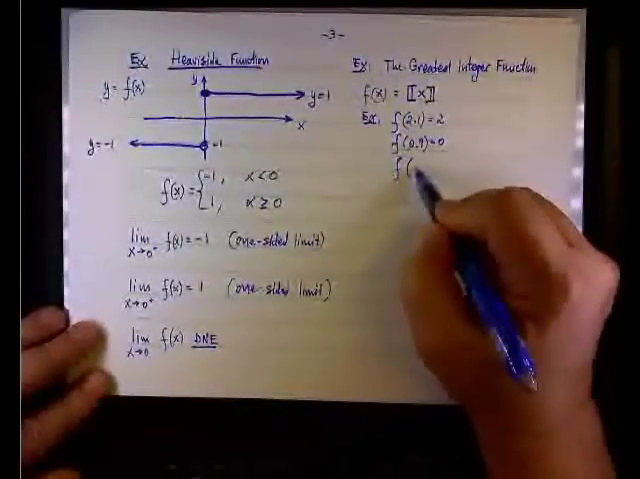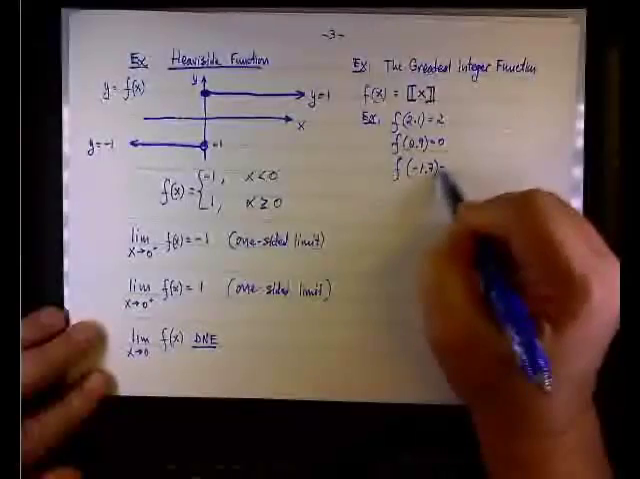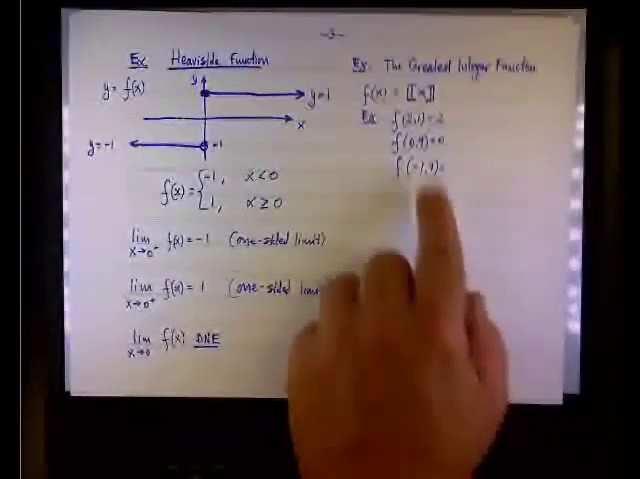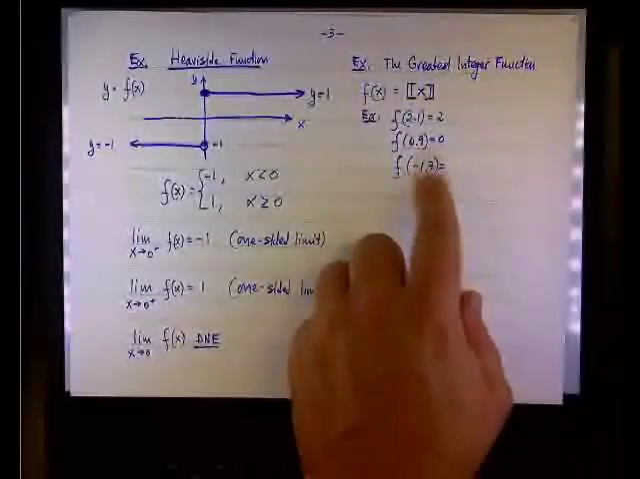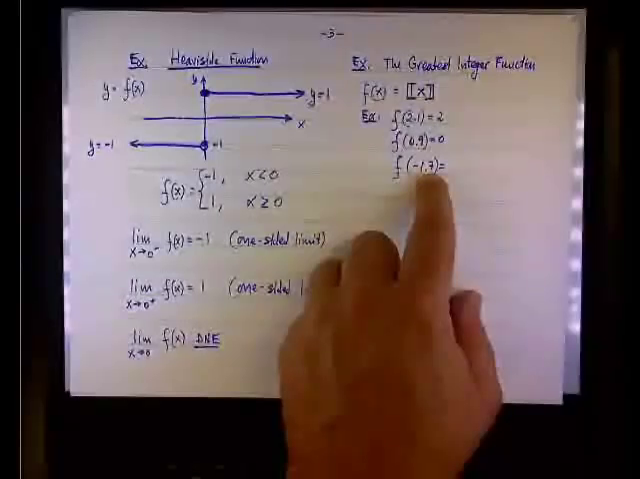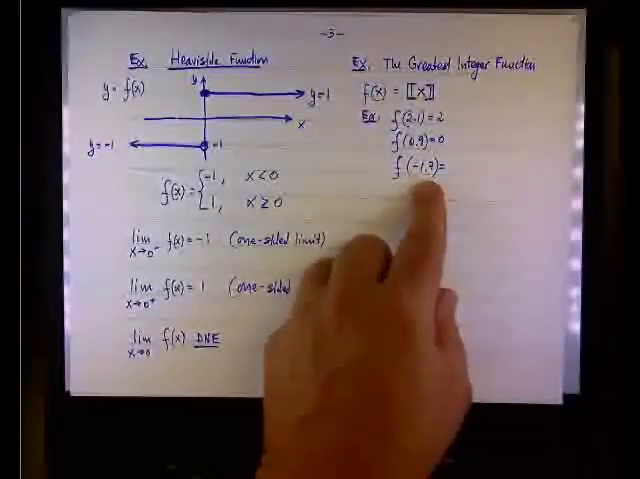Good. What is f of negative 1.7? What is the greatest integer here? Negative 1. Is that the greatest integer of x? Is negative 1 less than or greater than negative 1.7? Greater than. So negative 1 cannot be the greatest integer contained within negative 1.7.